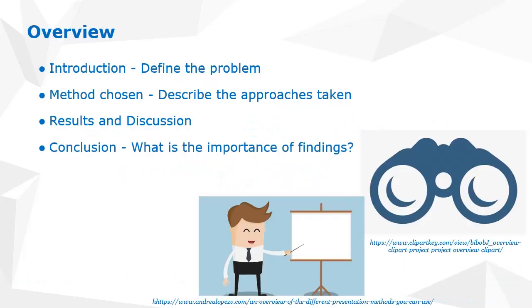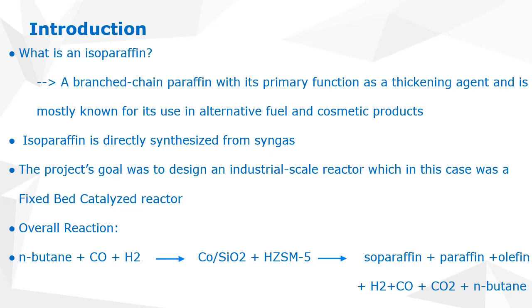An overview of this project includes the introduction where the problem is defined, the method chosen where approaches taken are described, our results and discussion, and finally conclusion where we define and answer the importance of the findings. What is isoparaffin? It is a branched chain with its primary function as a thickening agent and is mostly known for its use in alternative fuel and cosmetic products.